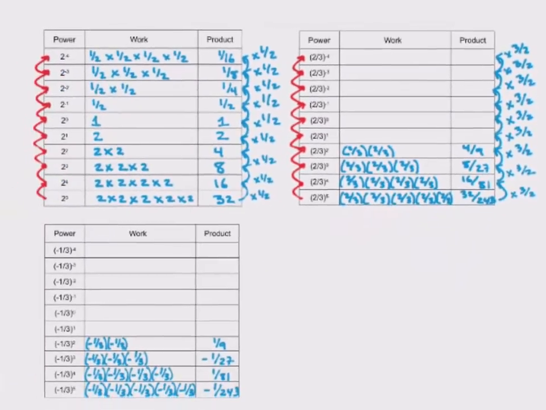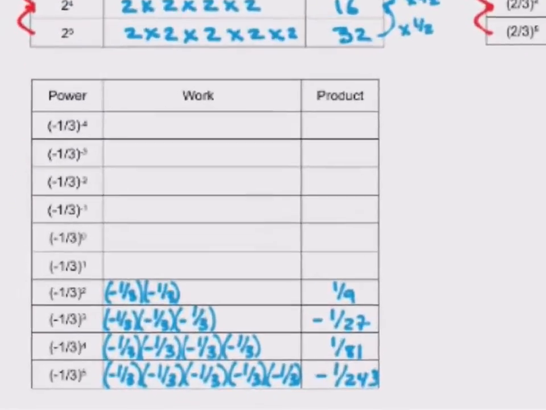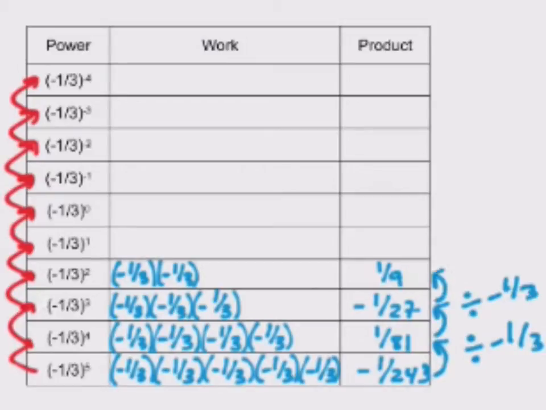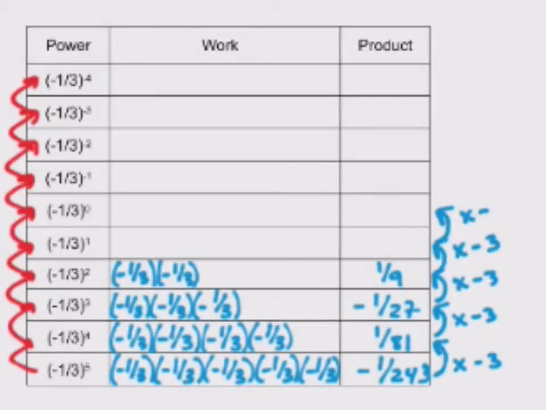And last but not least, as we look at our negative 1/3 table, as we make our way up the table, as the powers get smaller and smaller and into the negatives, the product keeps getting divided by negative 1/3. Or even better than that, dividing by negative 1/3 is the same as multiplying by its reciprocal, namely negative 3.